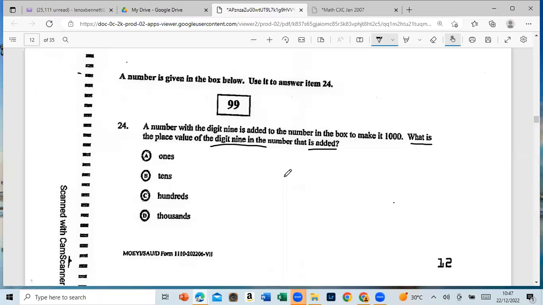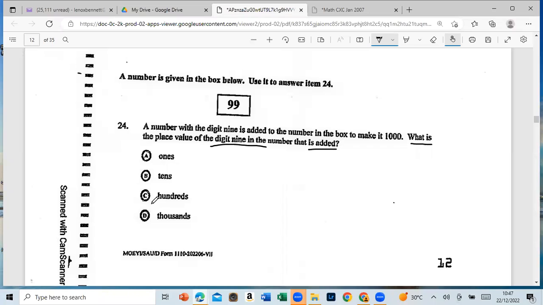I heard somebody said something. Sir, 100. Tell us how you got that. Okay, sir, first I said that the number plus 99 equals 1000. So the number is 1000 minus 99, and that equals 901. So I put it in my place value and I got 100. Yeah, it is 100.